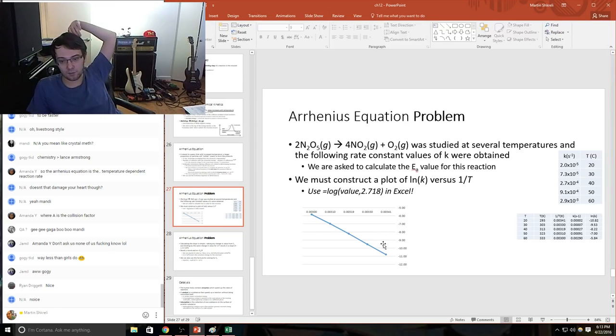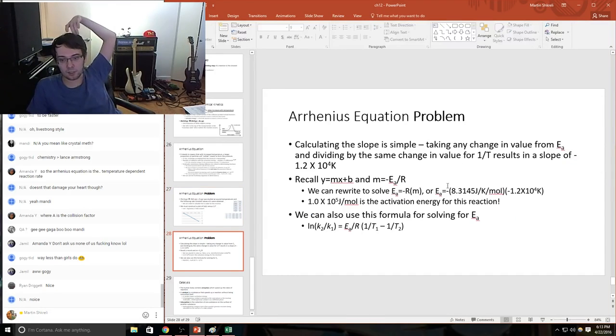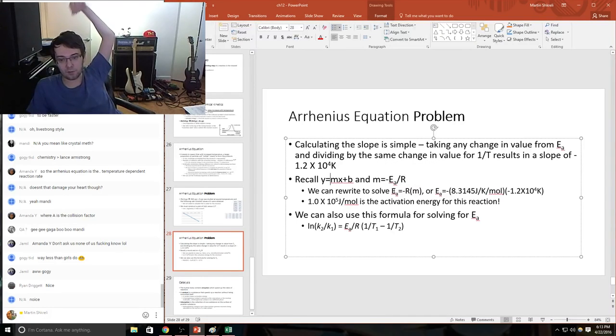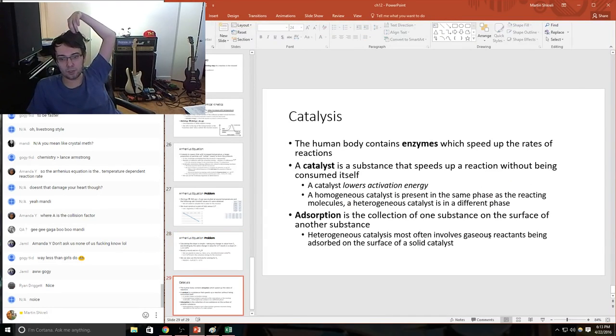You take the delta of two values, divide it by the delta in temperature, or 1 over T in this case, and you get the slope. And of course, we know the gas law constant, so we can solve for activation energy, which is crazy. So that is the finale.